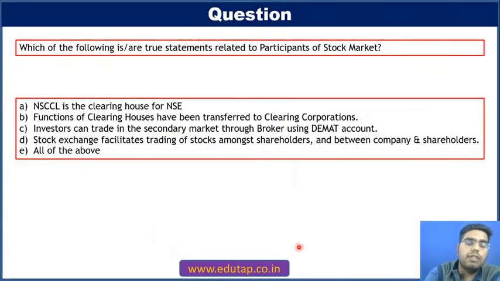Next question. Which of the following are true statements related to participants of stock market? A: NSCCL is a clearing house for NSE. B: Functions of clearing houses have been transferred to clearing corporation. C: Investors can trade in the secondary markets through broker using demat account. D: Stock exchange facilitates trading of stocks among shareholders and between company and shareholders. Or E: all of the above.